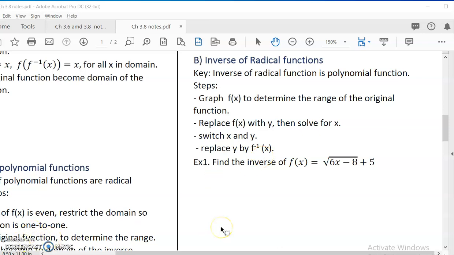Hello, pre-calculus student. This video is for chapter 3.8, part 2. So we are looking at inverse of radical functions.